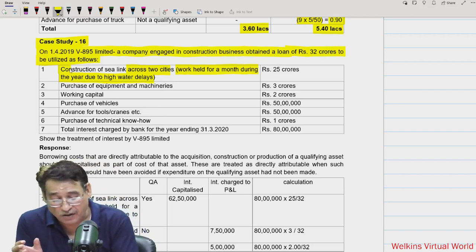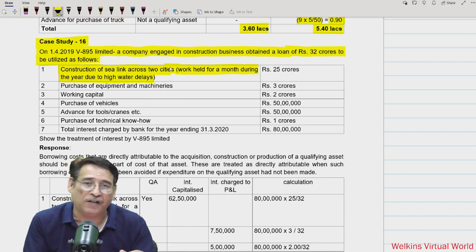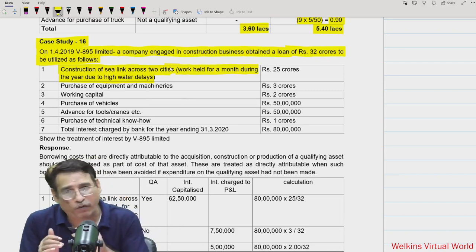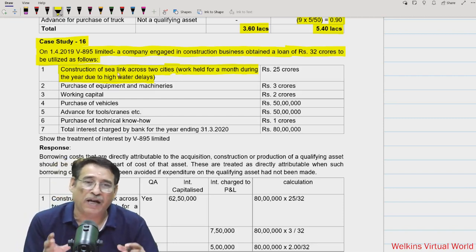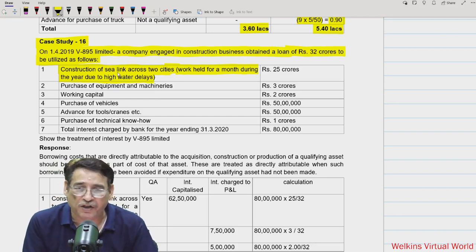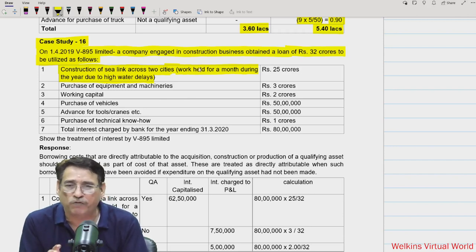That means construction of C-Link is considered as a qualifying asset, because the construction work is still on. So whatever interest on this asset for the 12 months will be considered as capitalized expenditure. Is it clear to you or not? So even though it is given that work was held for 1 month, it is not going to have any impact, because even for this 1 month, when the work was stopped, we are not going to stop the capitalization of borrowing cost. We'll continue. That means for the entire 12 months, we'll capitalize the borrowing cost in respect of construction of C-Link.